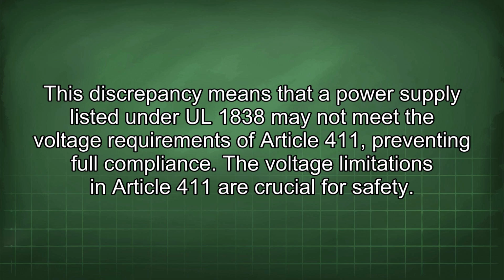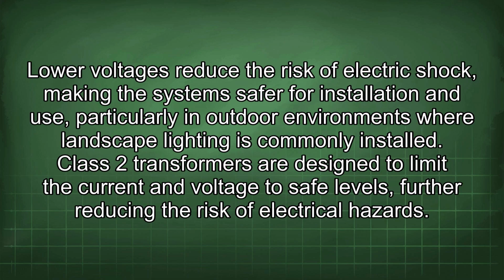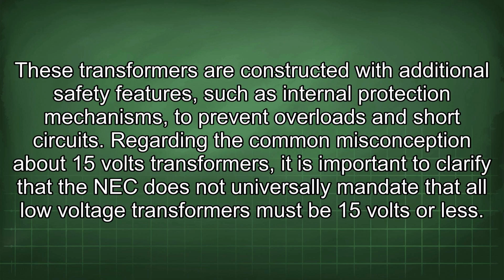The voltage limitations in Article 411 are crucial for safety. Lower voltages reduce the risk of electric shock, making the system safer for installation and use, particularly in outdoor environments where landscape lighting is commonly installed. Class 2 transformers are designed to limit the current and voltage to safe levels, further reducing the risk of electrical hazards. These transformers are constructed with additional safety features such as internal protection mechanisms to prevent overloads and short circuits.